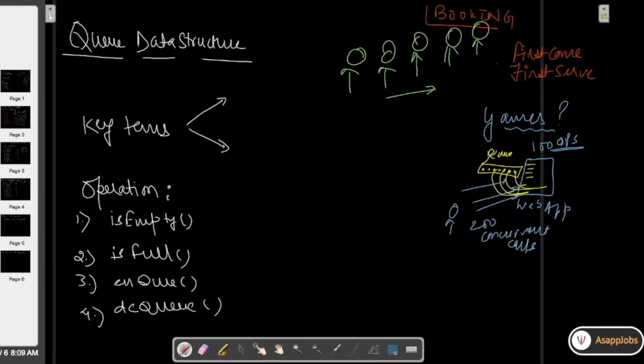Another use case of a queue is that you would have heard about messaging systems, right? Messaging systems, yeah.